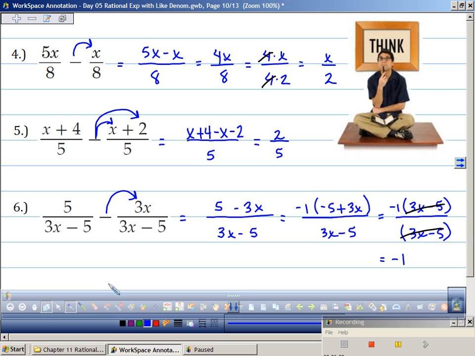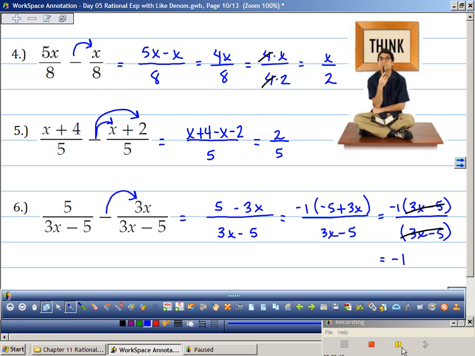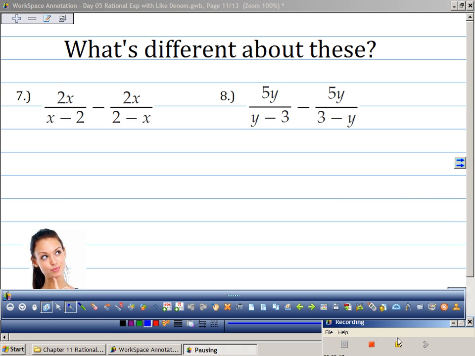Question? What's different about these? The denominators are different, right? Well, can anybody come up with a strategy on how to make them the same? Well, but if I change them around, it'll be negative x plus 2. Does that match what we just did?